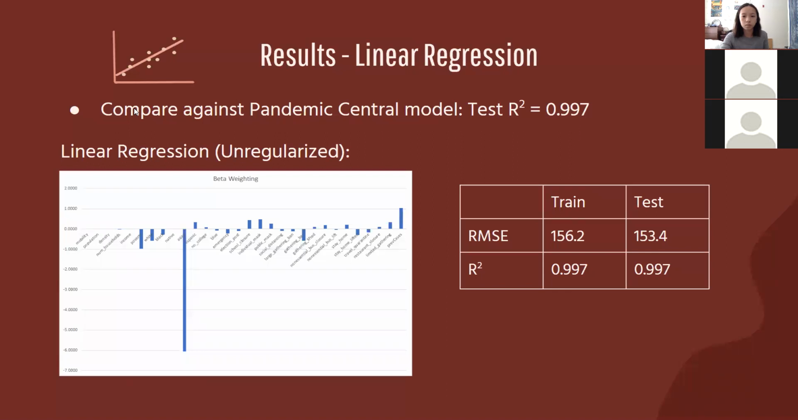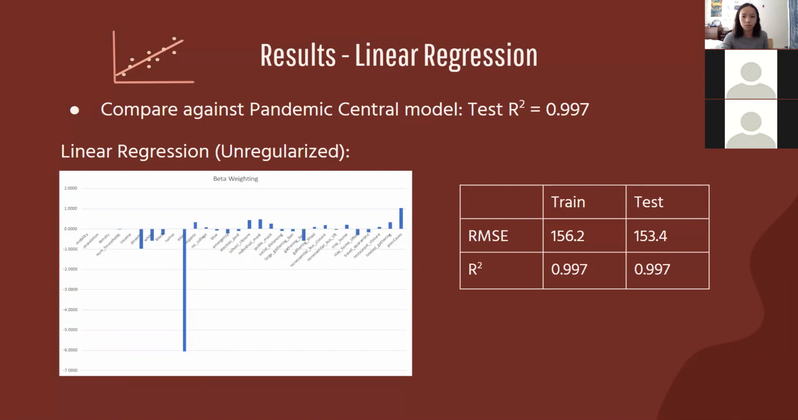We built 3 different models: linear regression, decision tree regressor, and random forest regressor. And we wanted to compare our results against an existing model from Pandemic Central, which reported an R-squared value of 0.997. We first did linear regression, and we also got an R-squared value of 0.997.